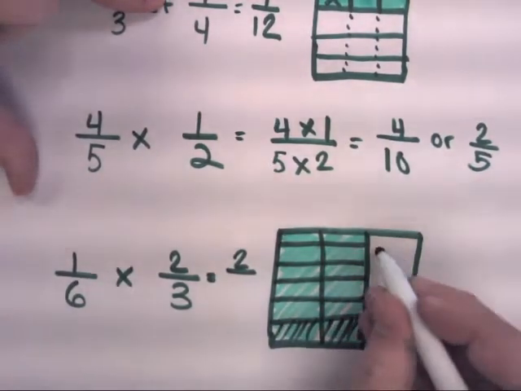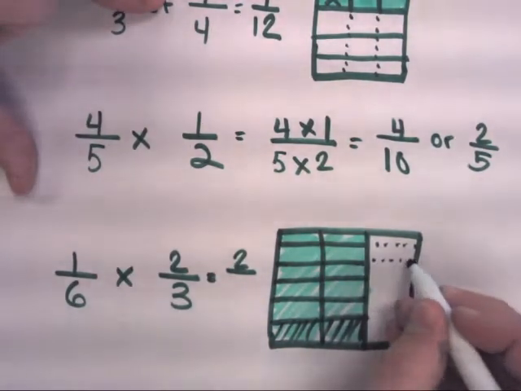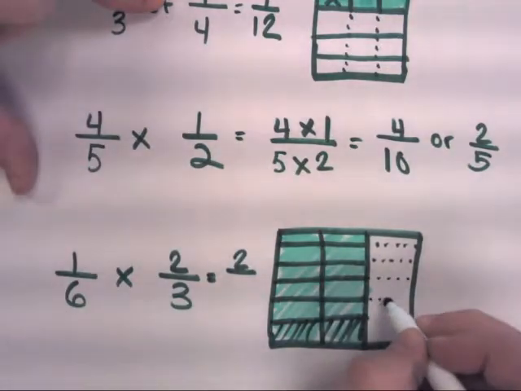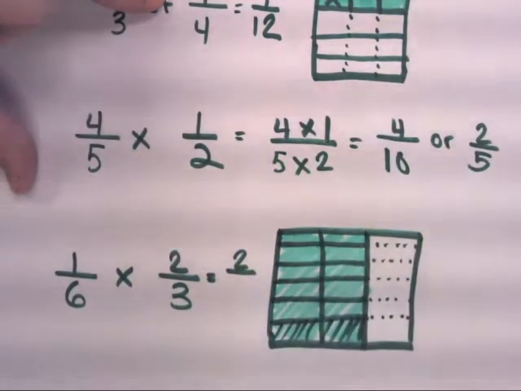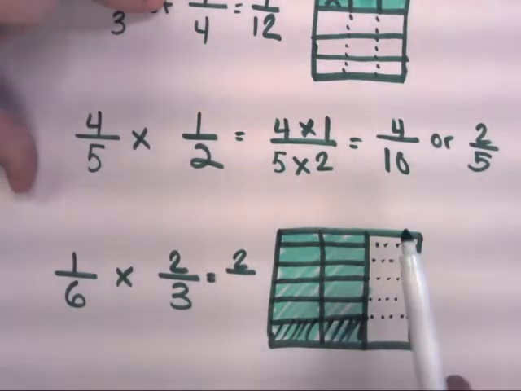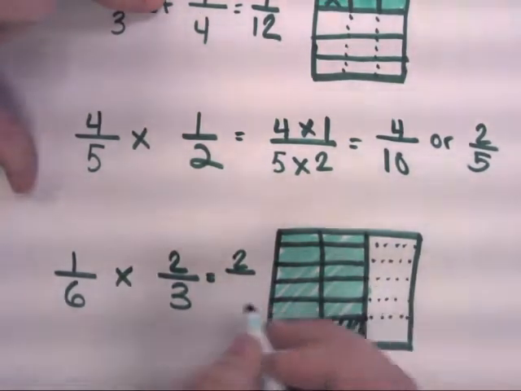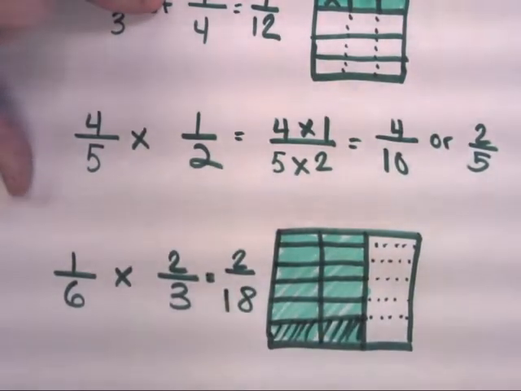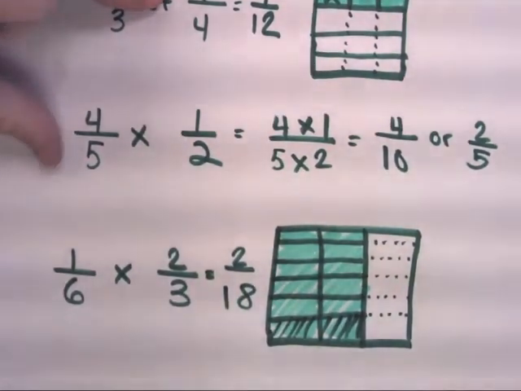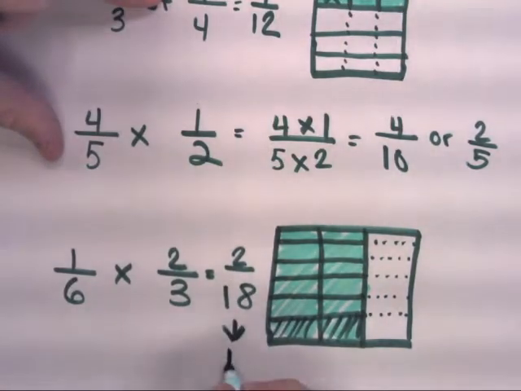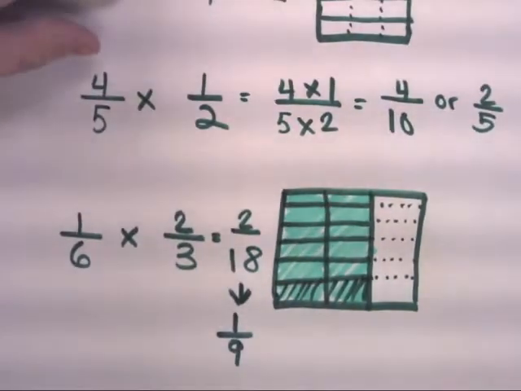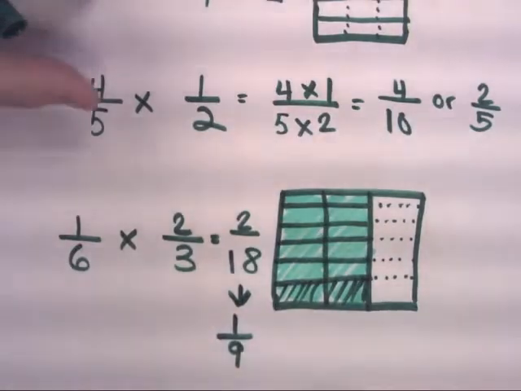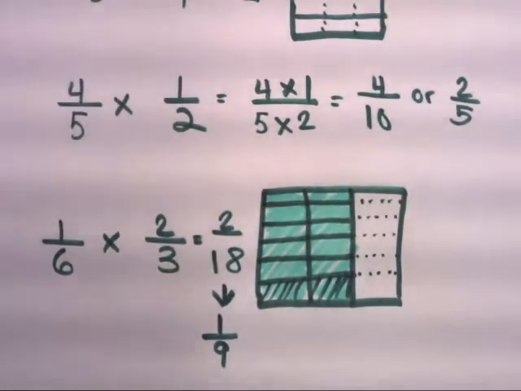in size. So if I extend these division lines across that last third that wasn't shaded, I can see that there would be 18 equal pieces that make up the whole. And so 1/6 multiplied by 2/3 is 2/18, or 1/9 for students who prefer to simplify their answers when they're fractions.